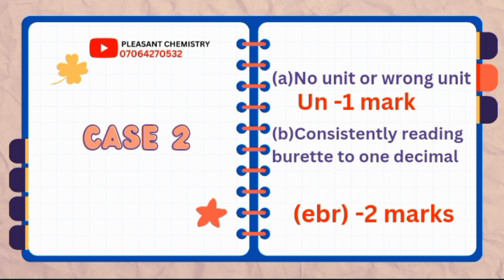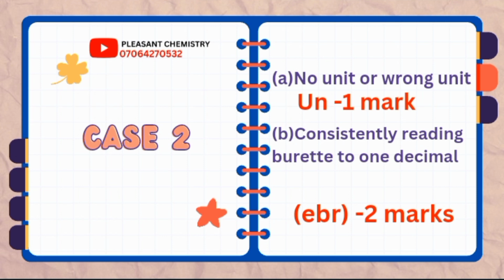The use of wrong unit, maybe you have to use gram per mole for molar mass, or you have to use gram per dm³ for mass concentration, and you now use ordinary gram or you use ordinary dm³. In that case, it will attract -1 mark. It will attract -1 mark as the penalty. So I will advise that you master the unit for every parameter you are going to calculate during titration.